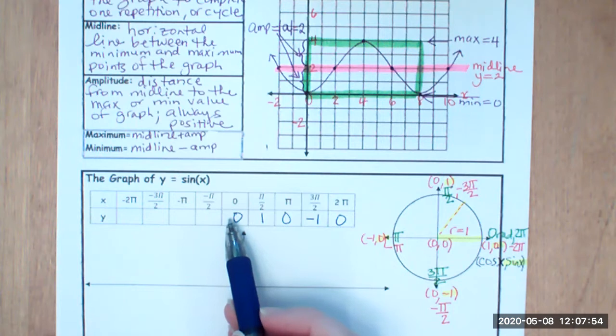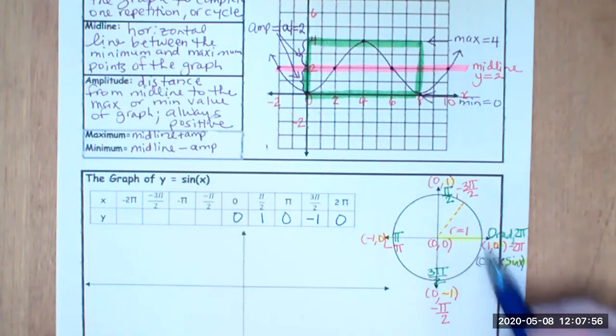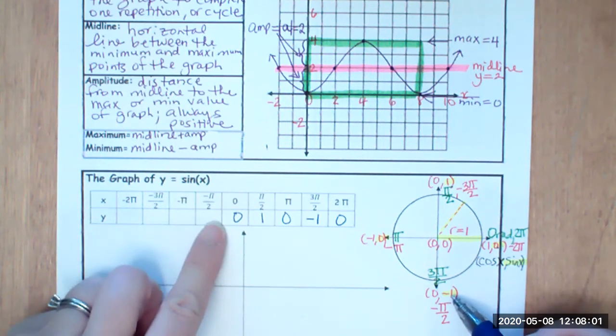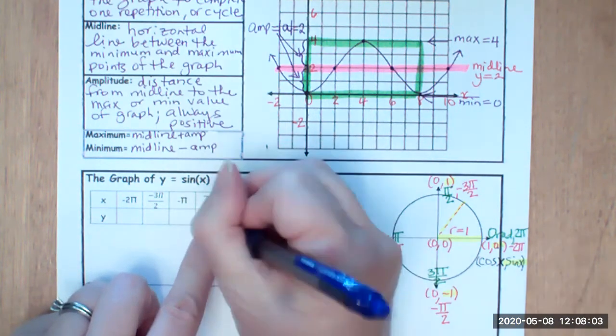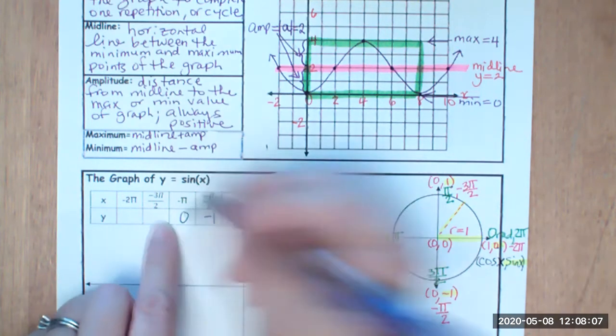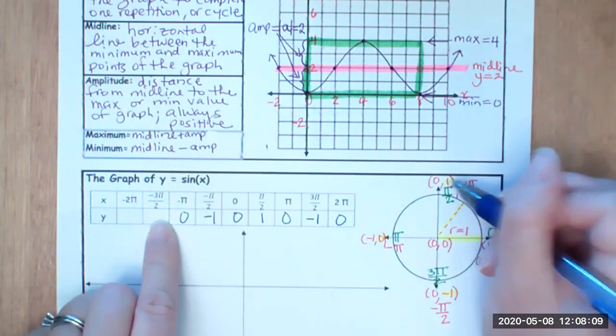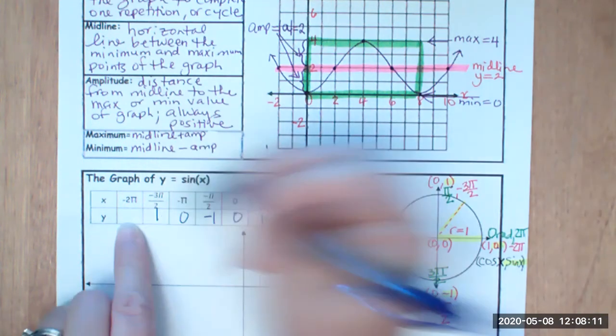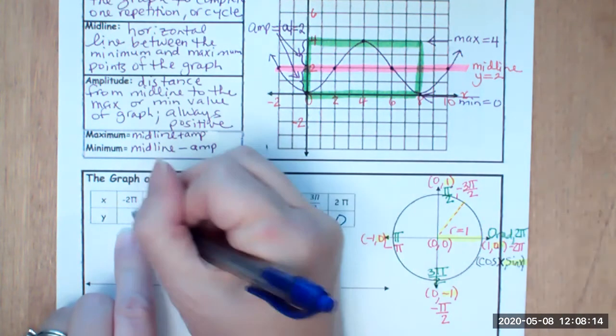Let's go in the other direction. Let's go clockwise to the negative radian values. At negative pi over 2, the sine will be negative 1. At negative pi, the sine will be 0. At negative 3 pi over 2, the sine is 1. And at negative 2 pi, the sine is 0.